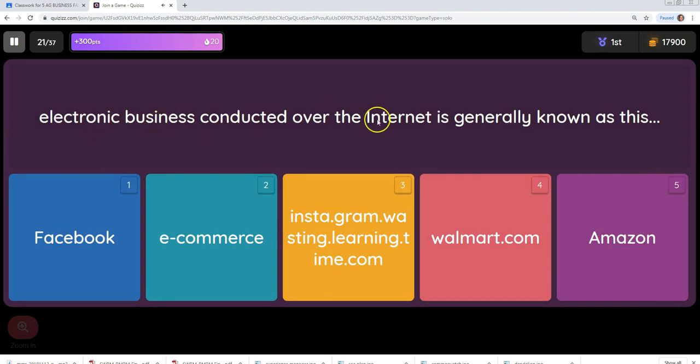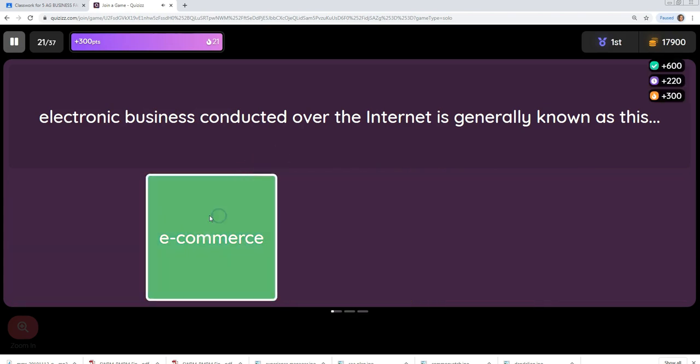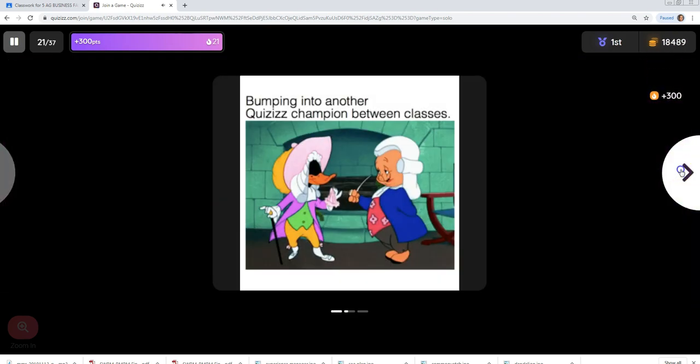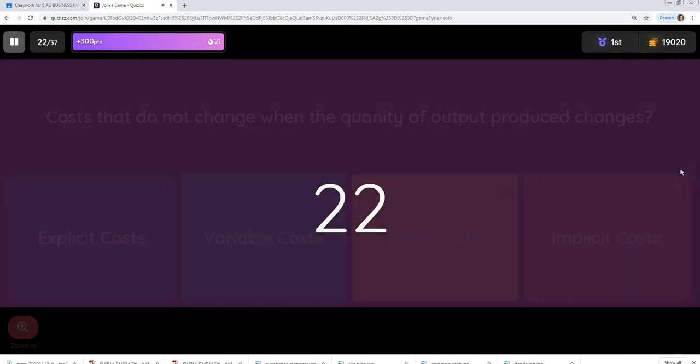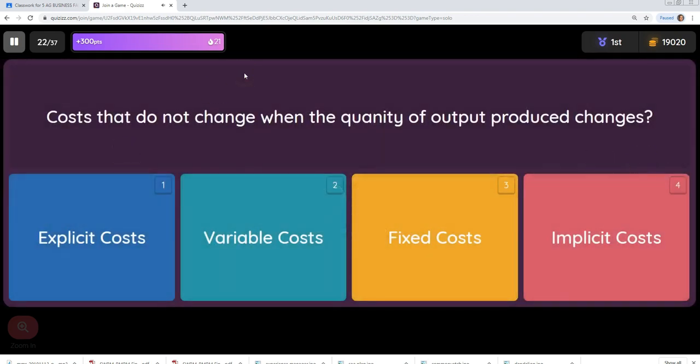E-business conducted over the internet is generally known as e-commerce. Well, these people are involved in e-commerce, but the overall name of it is e-commerce. Commerce, buying and selling stuff. Doing business. Costs that do not change when the quantity of output produced changes: fixed costs. No change. Stays the same. If we produce nothing, we have fixed costs. If we produce a lot of stuff, we still have the fixed costs. And oftentimes they don't change.